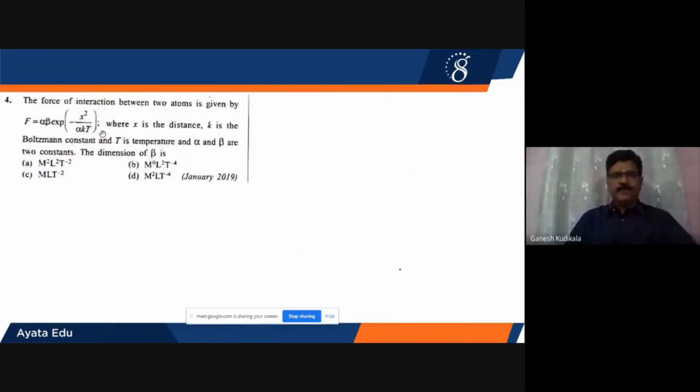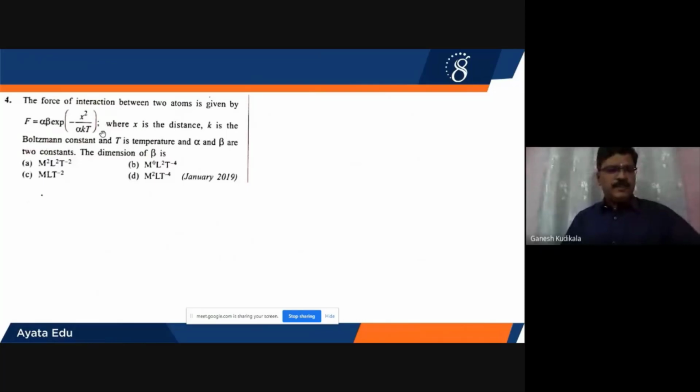Okay, fourth one. The force of interaction between two atoms is given by the formula F is equal to alpha beta e to the power of minus x square by alpha kT. K is Boltzmann's constant, T is temperature, alpha and beta are two constants. Now the dimensional formula of beta is asked. If you see the equation, if you want beta, definitely alpha has to be calculated.